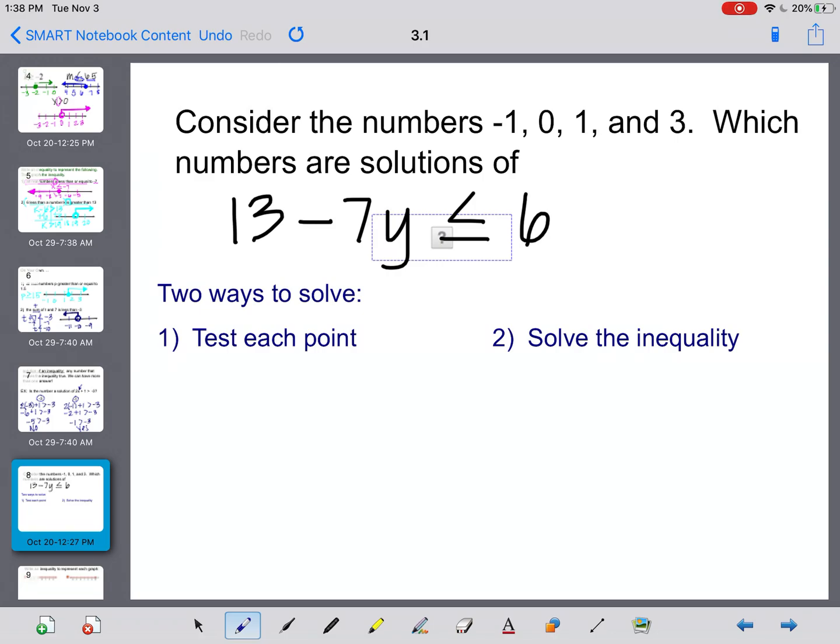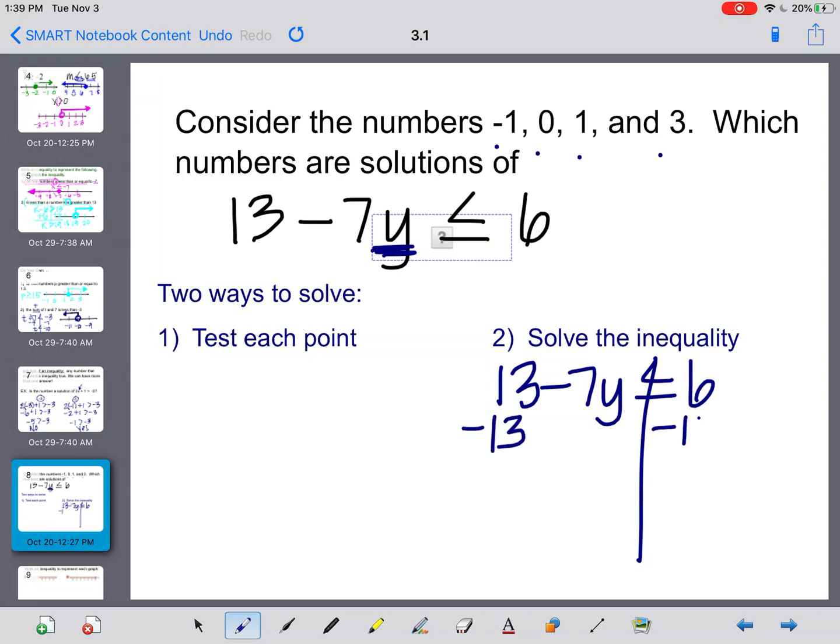All right, consider the numbers -1, 0, 1, and 3. Which numbers are solutions of this inequality? There's two ways to do it. You can test each point like we did before, where we would plug in -1, 0, 1, and 3 and get 4 different answers. Or you can solve this inequality and get y by itself. Let's try that one first.